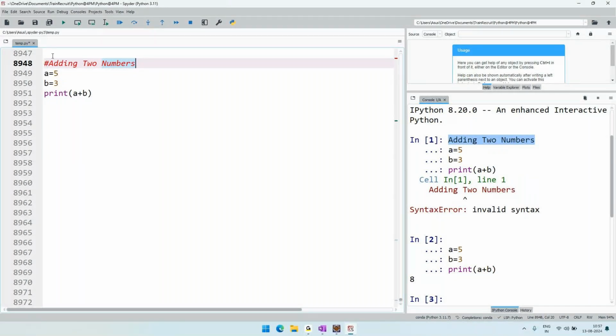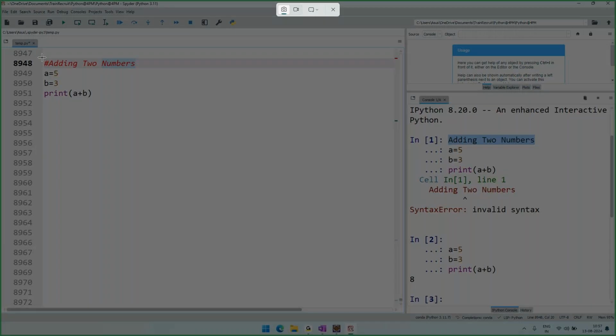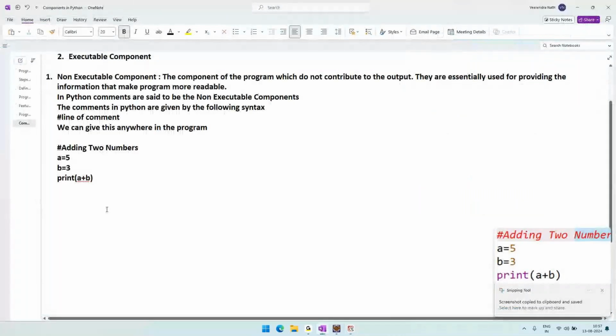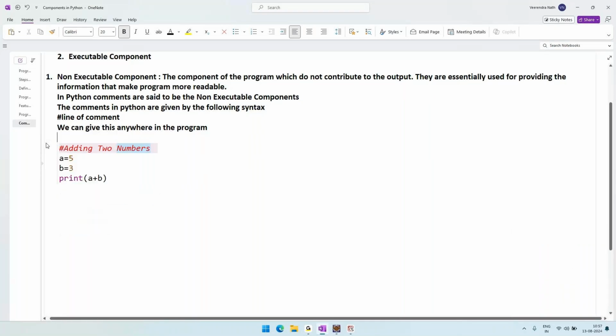This is how we take the comments into the picture. Simply, if you understand, the color will also tell us. The color is red, which is how a comment appears.